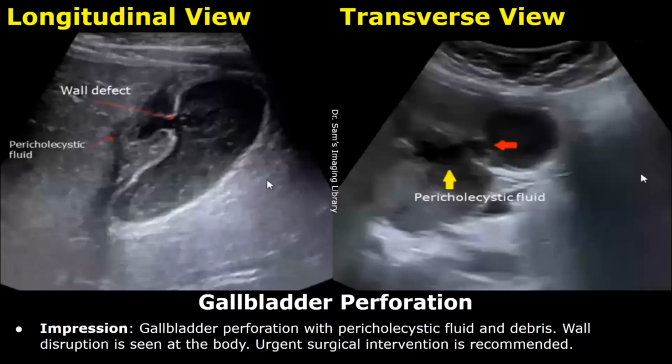In the impression, you can mention gallbladder perforation with pericholecystic fluid and debris. The disruption is seen at the body. And finally, you must write urgent surgical intervention is recommended.